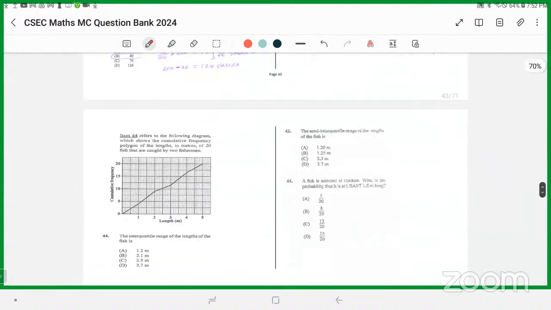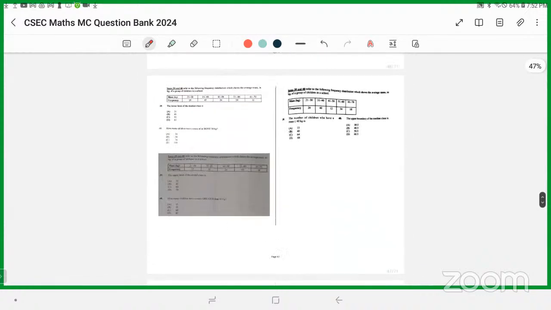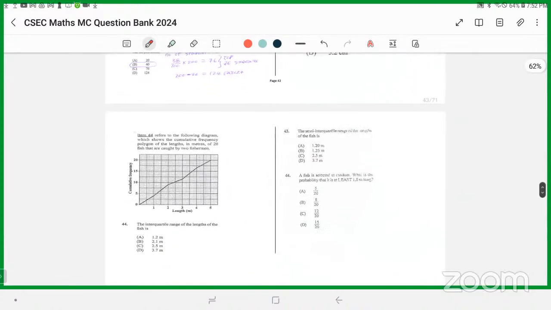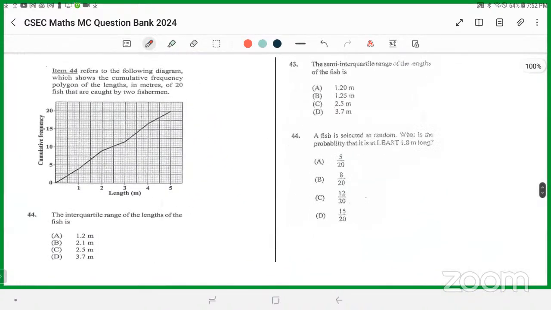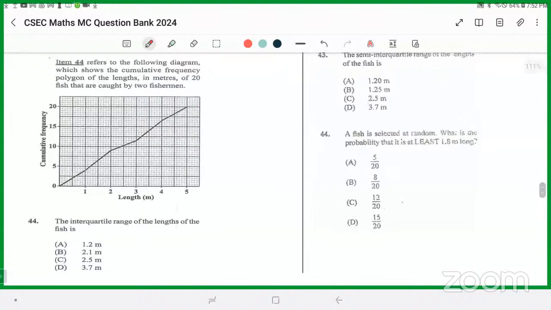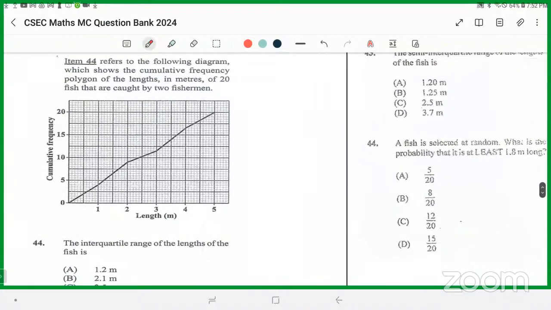Next question. Not a lot left. Let's finish, because these pages only have one or two questions left. Here's another one, another cumulative frequency graph. It says the diagram refers to the cumulative frequency polygon. Actually there's no such thing, it's the cumulative frequency curve, not a polygon, of the length in meters of 20 fish caught by 2 fishermen.